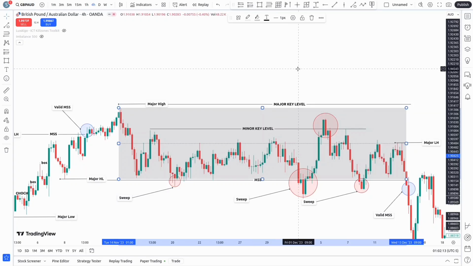So this is a detailed explanation of how market structure works. You can take your time to go back and study what I have said in this video. Possibly go to your live charts and backtest this. It is very, very important. Market structure is very, very crucial in every trade that you make.